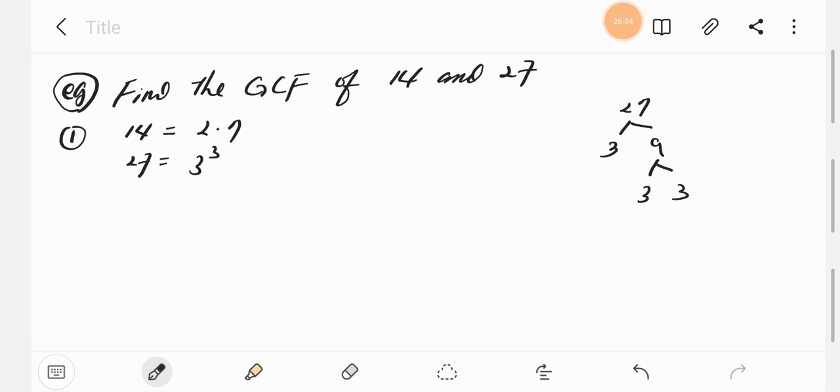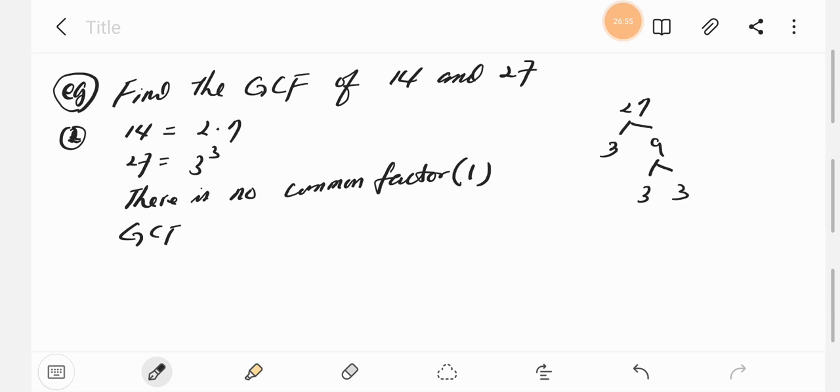This is the second method. So let me write the second method first. From here, is there any common factor? There is no common factor, right? So the only common factor is 1, right? So the GCF is 1. Actually there's a common factor 1, but other than that, there's no common factor. So actually the GCF is only 1.